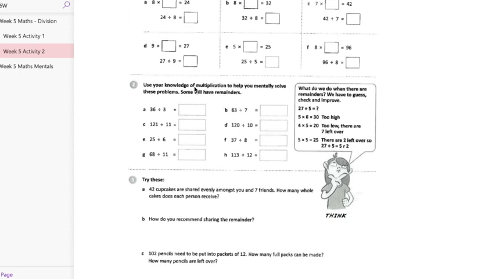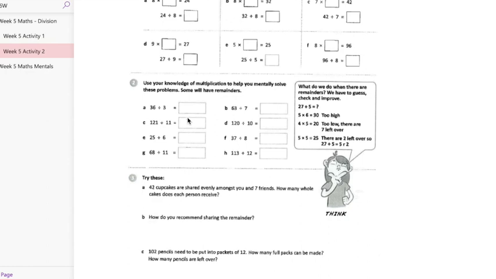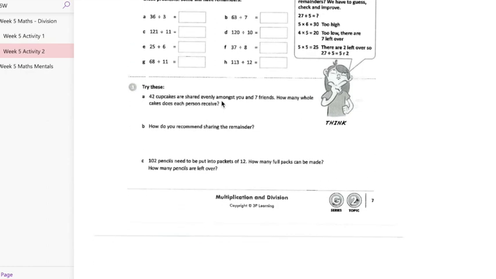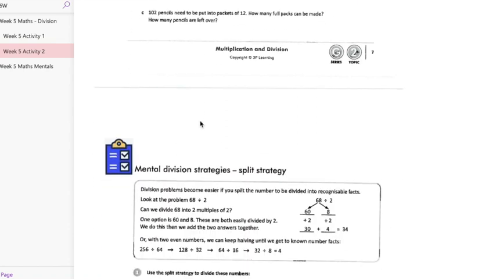Then you're going to use your knowledge of multiplication to help you mentally solve these problems. 36 divided by 3, well, 3 times what would give you 36? That's what we're looking for, that you understand that. Then you're going to have a go at these word problems. You're going to answer those. Remember, a word problem needs a word answer. So don't just give me your working out and answer in a numerical form. You also need to write that answer out in a sentence.